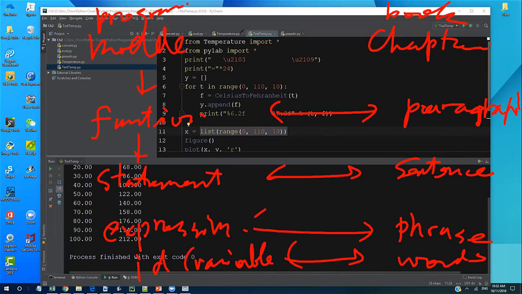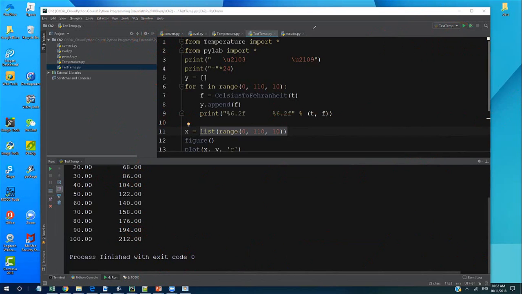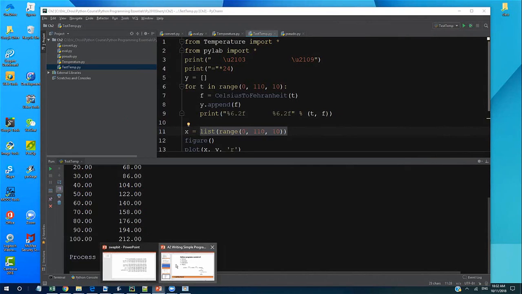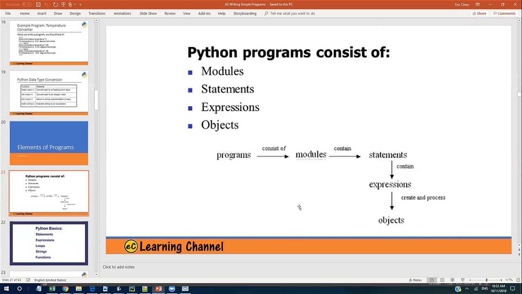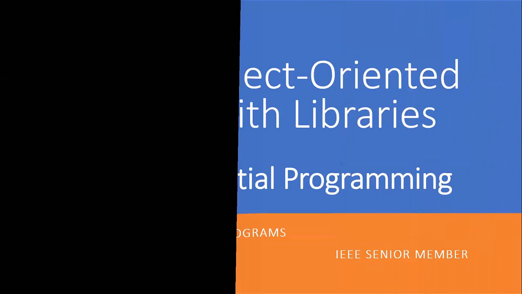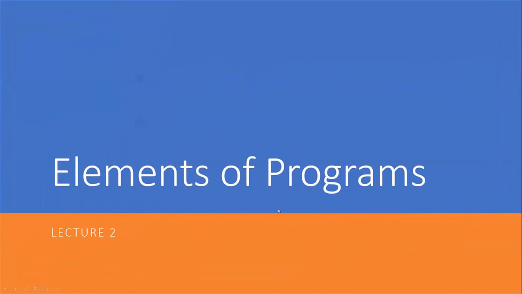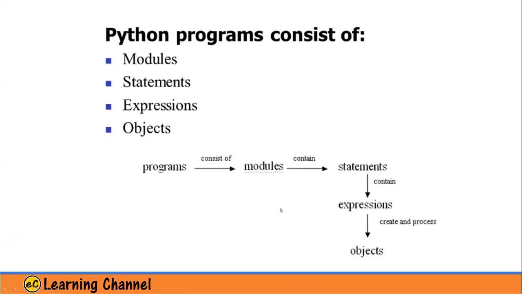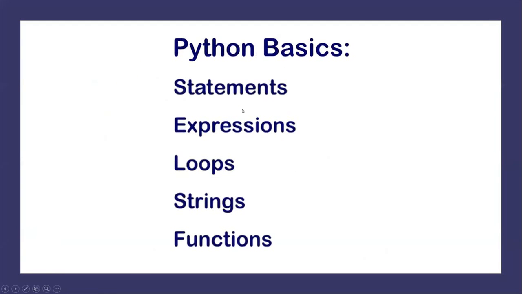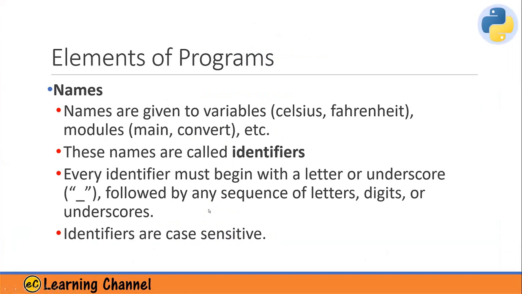Compare it to your English article, one by one at different levels. That's called the elements of your program, the components of your program. Basically you have your statements and functions.